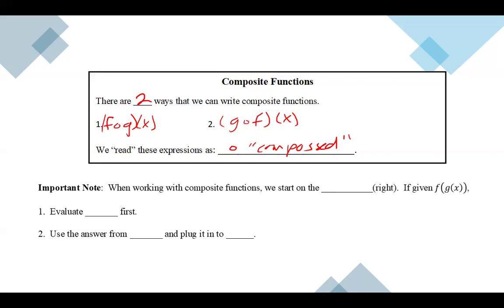So the other ways that you may see it, you may see f composed of g of x, and you may see it as g composed of f of x. g and f are just names of the function, right? Those can be interchangeable depending on the problem you're talking about.